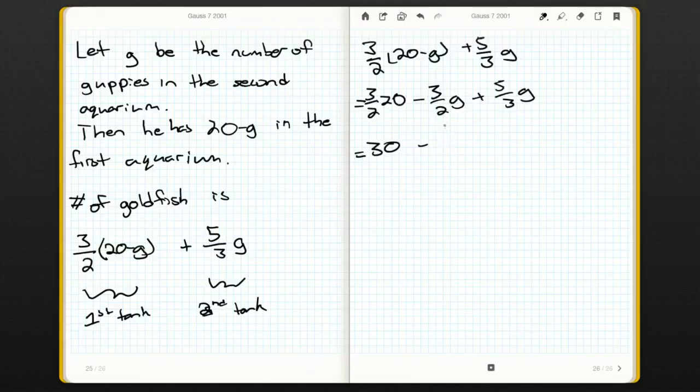So if I want a common denominator of 6, I multiply top and bottom by 3. And to common denominator 6, I'll get 10 over 6 G. So all this works out to 30, 10 minus 9 is 1, so 30 plus 1/6 G is the number of goldfish. Okay, that's a much easier expression to use. And we clearly have some information about G.